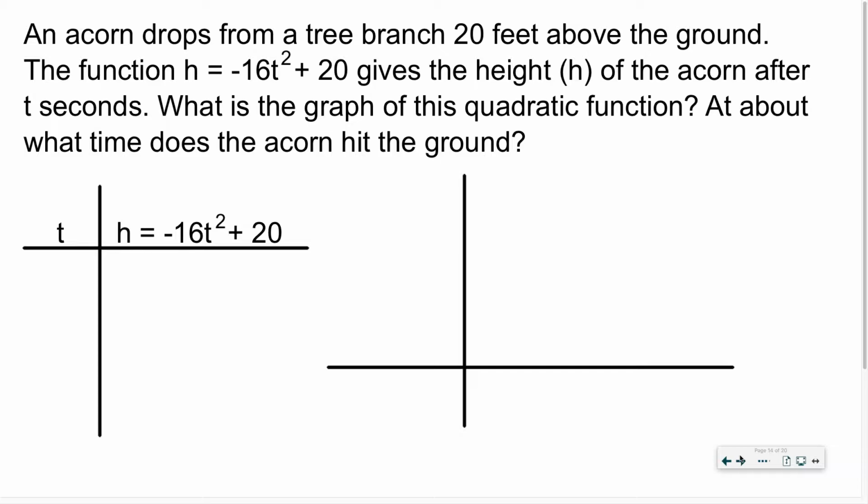Alright, okay, so if at t is 0, at 0 seconds, where's the acorn? 20. So I can do this. Okay. 1 second? At 1 second, where's the acorn?